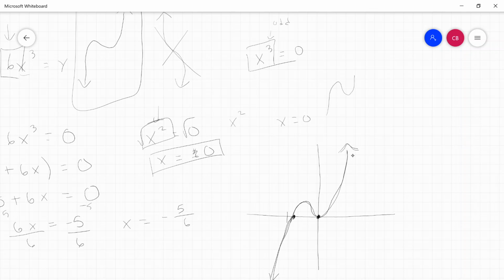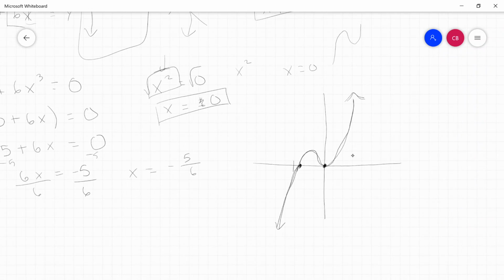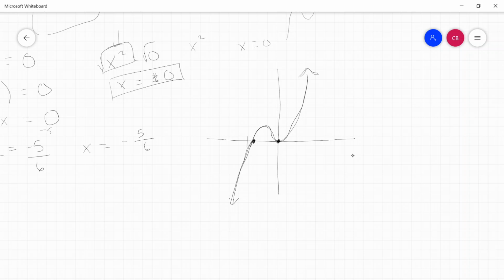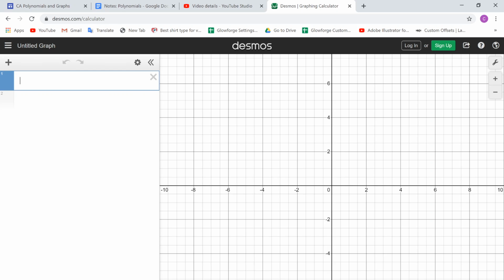I forget what they call this. They call this the degree. I can't remember the term right now, but it looks something like this. So let's go and look. I might have made the bump too high. Let's look at this. We're going to go here. I'm going to enter this for you.